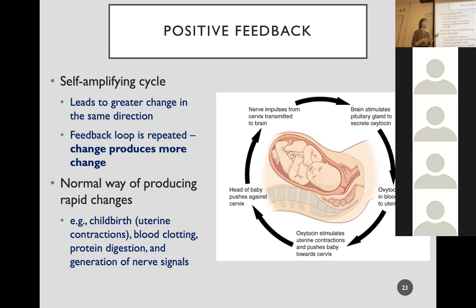So if we're thinking about the process of labor, that means as the uterus contracts to push the baby into the birth canal, that's going to signal to the brain to actually cause further uterine contraction, to push the baby further down the birth canal and eventually out. So childbirth is a really good example of that positive feedback loop. Blood clotting I talked about as well. That's another one that probably more people have experience with. And then a couple others here for your information that we won't really go into: protein digestion and nerve signal generation.